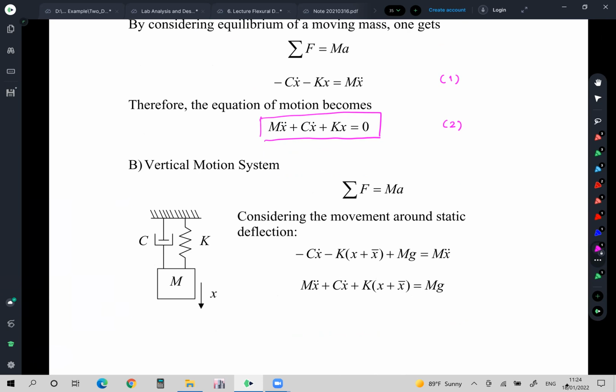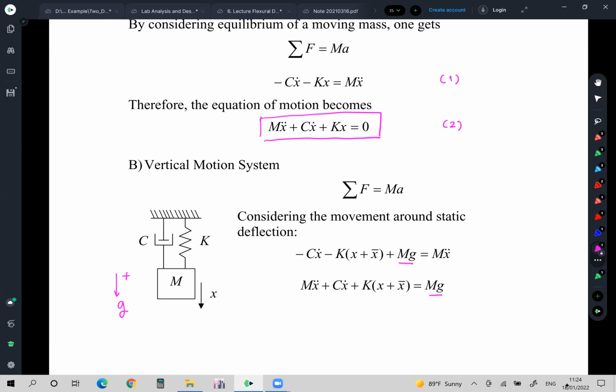One of the motion systems that we should discuss in the very beginning is the vertical system, which has a special thing: the gravity of the earth acts on it if it moves along the vertical direction, and the effect of the gravity will go something like this, right?